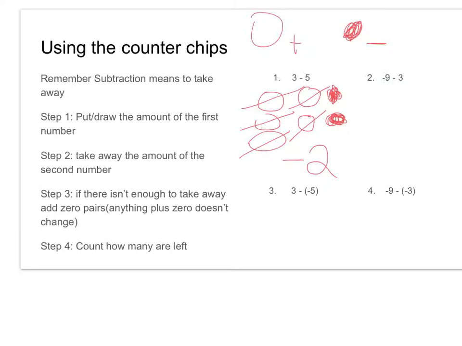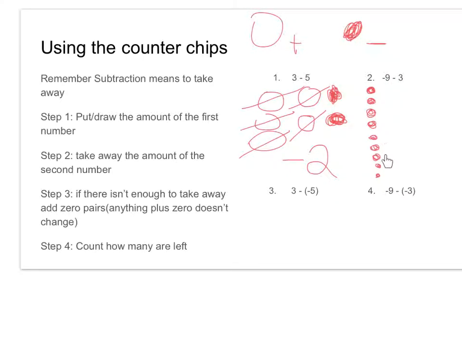Let's look at example 2. We have -9 minus a +3. So draw 9 negatives. 1, 2, 3, 4, 5, 6, 7, 8, 9. Okay, it wants us to take away 3 positives. Do we have any positives? We look at our drawing.